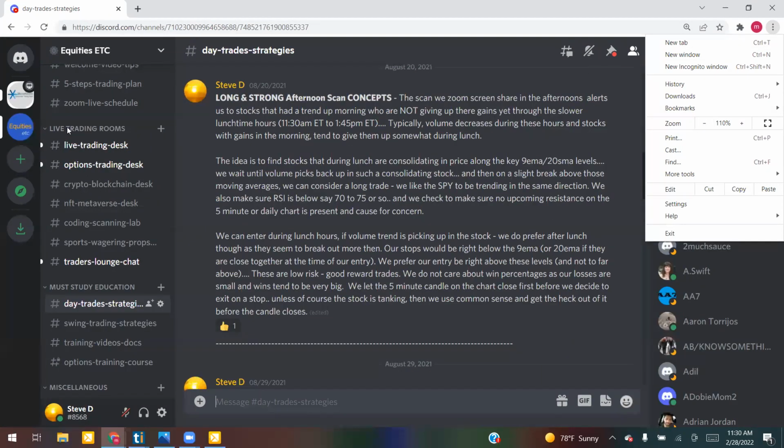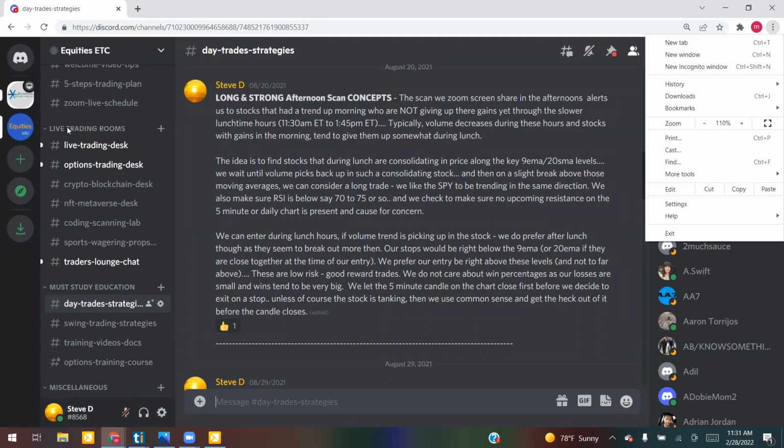As you can see, what is a long and strong afternoon scan concept? We're going to be reviewing the current long and strong scan, even though it's only 11:30 in the morning now. But let's read through this first. We are looking for stocks that have been trending up all morning for long and strong. Vice versa for short and weak: short and weak will be stocks that are trending down all day.